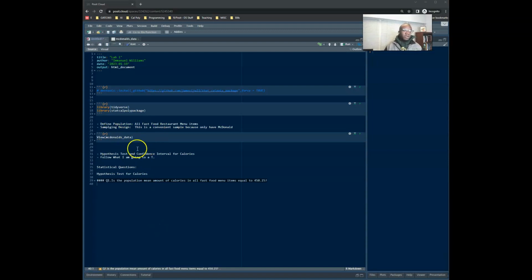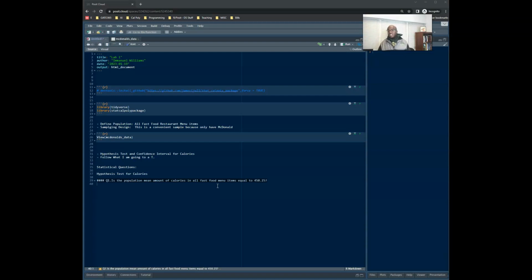All right, so here we're going to do a hypothesis test and a confidence interval simultaneously for one population mean, just so you can get the gist regarding this particular lab. Follow what I'm doing to a T. So the statistical question for a hypothesis test would be, is the population mean amount of calories in all fast food items equal to 450.25?